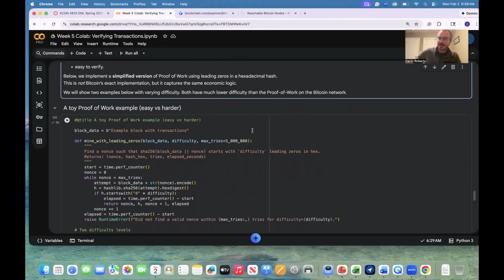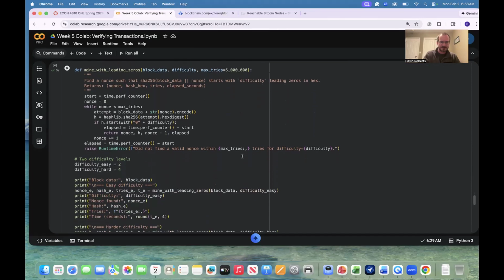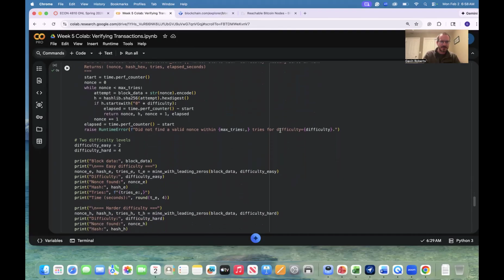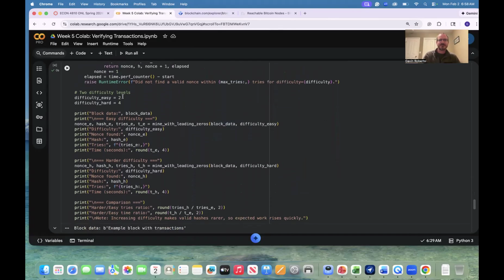So let's implement a simplified version of this. A little toy proof of work example. We're going to define a function called mine with leading zero. It takes block data, difficulty, and a maximum number of tries. This is just going to see how long it takes to find one of these values. We're using a much easier condition than Bitcoin is. And then we have the difficulties right here.